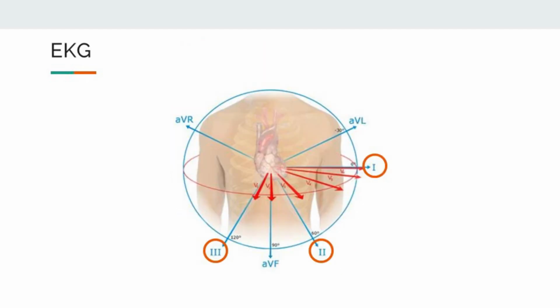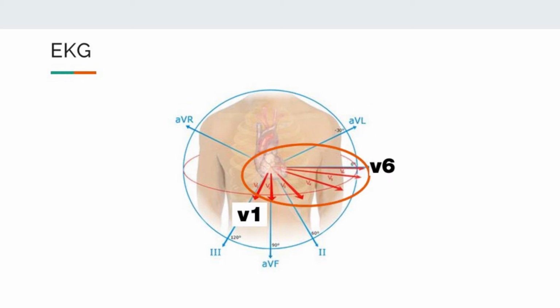In lead 1, we're looking at the heart from the left. In lead 2, we're looking at the heart from the bottom left. And in lead 3, we're looking at the heart from the bottom right. With AVR, we're looking at the heart from the top right. AVL, we're looking at the heart from the top left. And AVF, we're looking at the heart from the bottom. In the precordial leads, V1 through V6, we're kind of doing a panorama of the heart, starting from the front of the heart at V1 and moving around to the left side of the heart at V6.